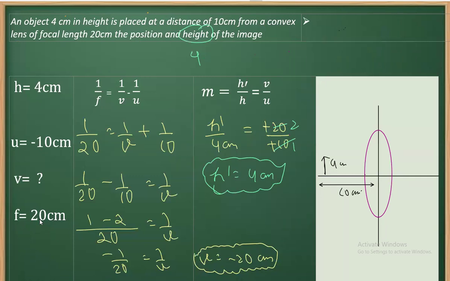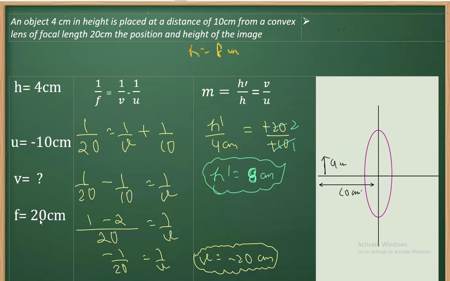Sorry, it's 8, right? I did it wrong. That's 4 × 2 = 8. This is 8 cm. Yes, that says 8 cm. And the position of the image, that is v here, we got as minus 20 cm. That means the image is virtual, right? The positive value of h dash here indicates that the image is virtual and erect. That is, h dash, which is 8 cm, is on the left-hand side, somewhere say here, whatever be the position, it is on the left-hand side and it's virtual and erect, right?